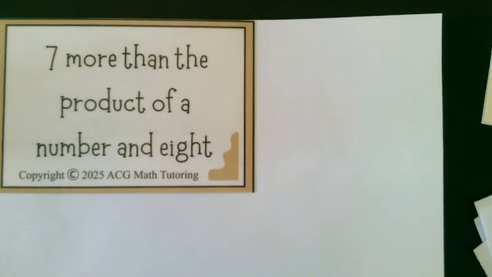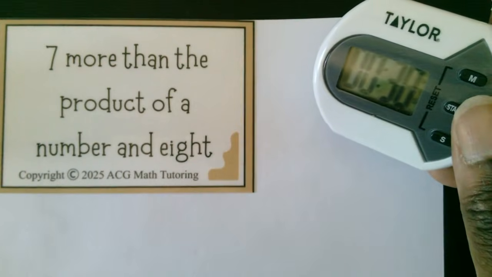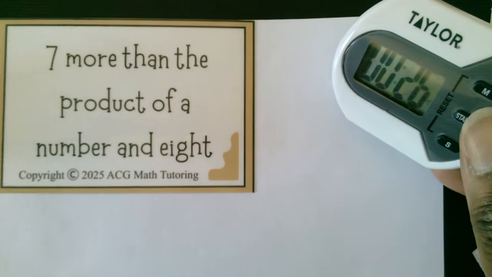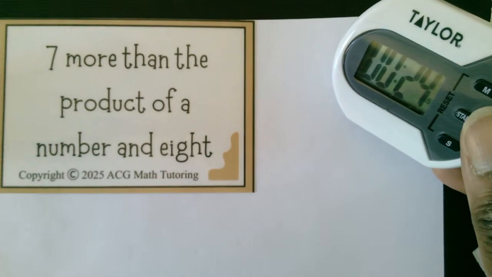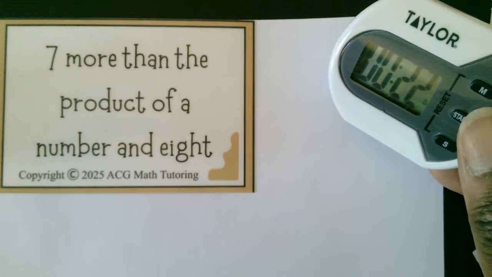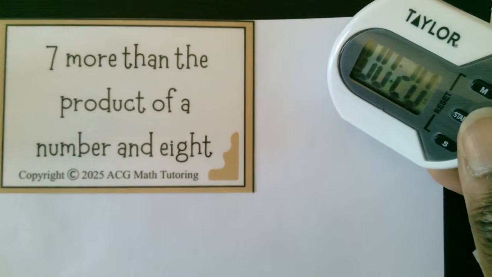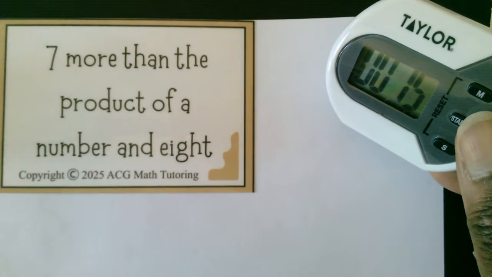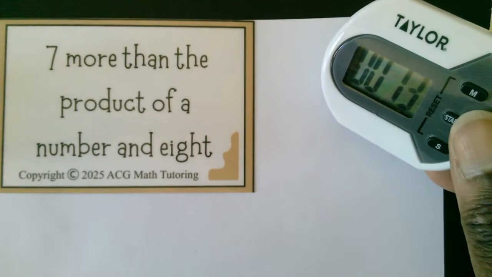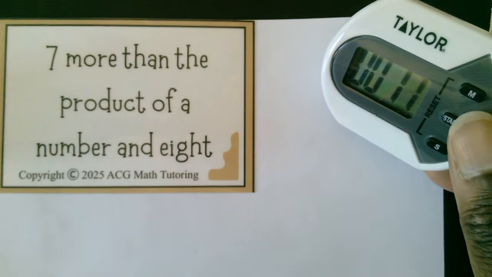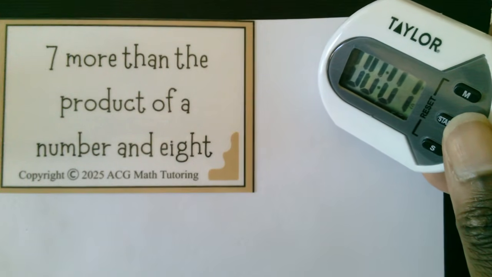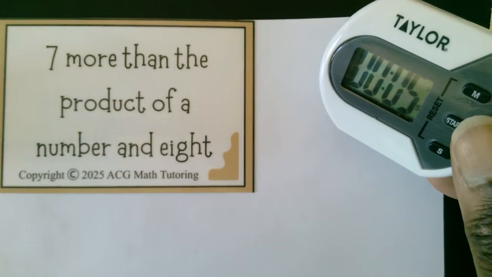Alright, so let's translate this. Let's see what we got. We should be able to get this done in like 30 seconds. Easily. Okay, 7 more than the product of a number and 8. How do I translate it from verbal to algebraic? 7 more than the product of a number and 8.